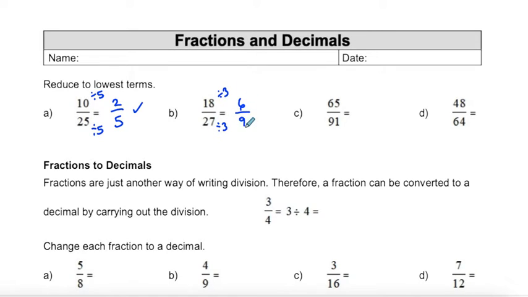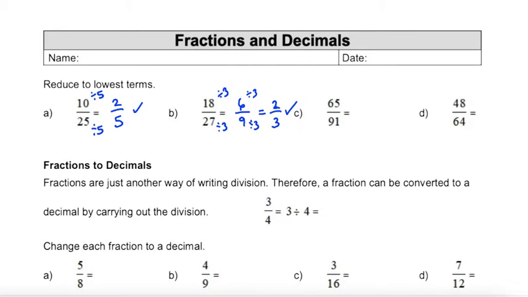Now, this isn't in lowest terms yet because we can find another number that will divide evenly into 6 and 9, and that number is 3 again. So 6 divided by 3 is 2, and 9 divided by 3 is 3. So that leaves us with 2 over 3, which is in lowest terms.